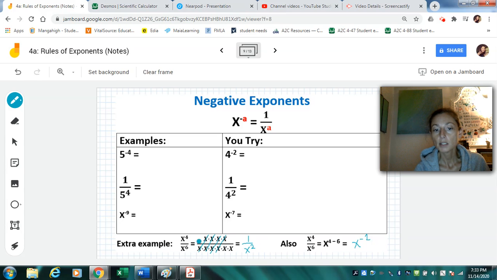And so we have this situation of the same problem giving us two different answers. It could give us 1 over x squared. It can also give us x to the negative 2 power. But what we'll see is that's actually the same thing.